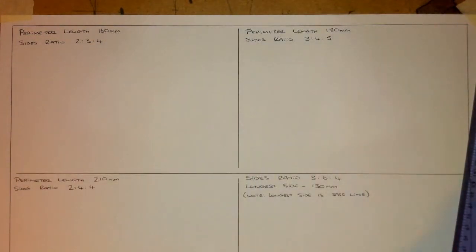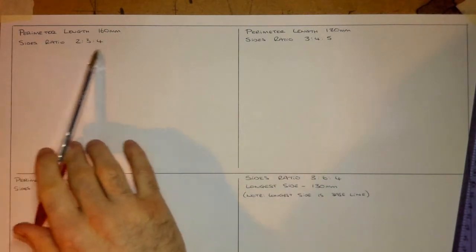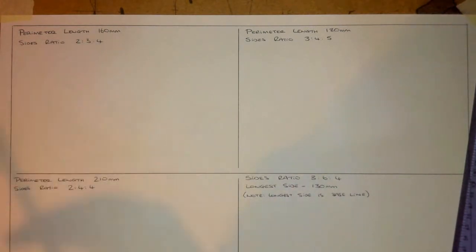Often you're going to be given a question where it says, construct a triangle ABC, in this case, that has a perimeter length of a certain measurement, and the sides are divided up in a certain ratio as well. Obviously, being a triangle, it'll only be 3 sides.